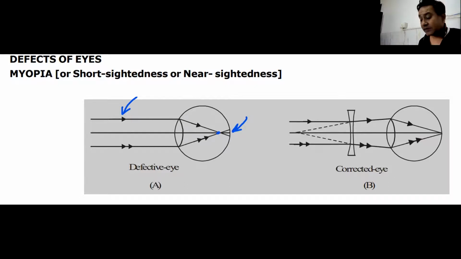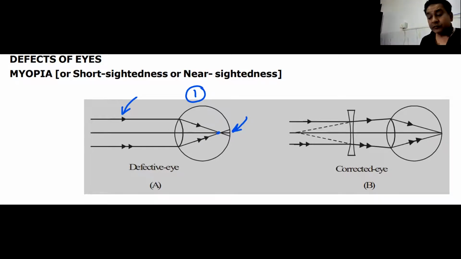These are the two diagrams that you must remember about this, because the question may be in the form of a statement, it may be in the form of a diagram. What type of defect is this, and how are you going to correct this? So this defect, where distant rays are getting focused at a point before the retina, is known as myopia or short-sightedness. Do we understand this?